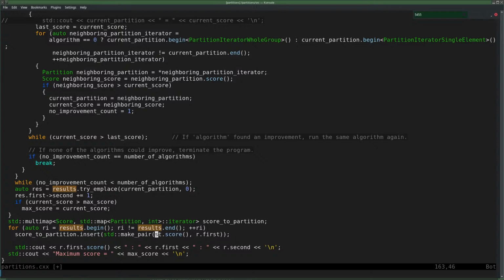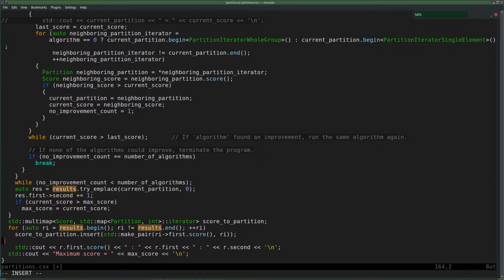I need to get a partition, so we have the iterator, and that's the reference to a pair, where the first one is the key, which is the partition. So first is the partition, and second is the number of random partitions that ended up there. And now we use the score as a key, and then I store the iterator. And then they are in the order that I want.